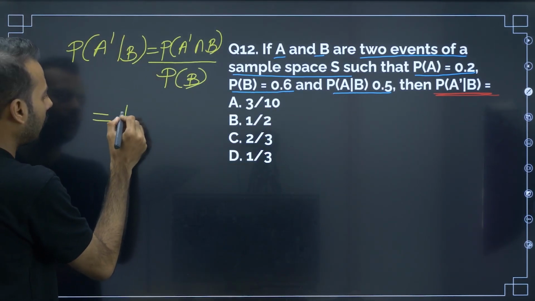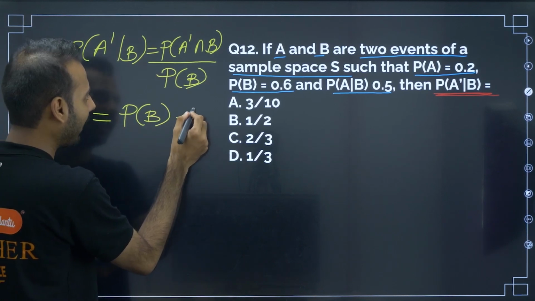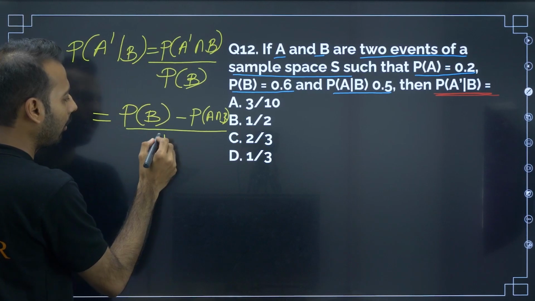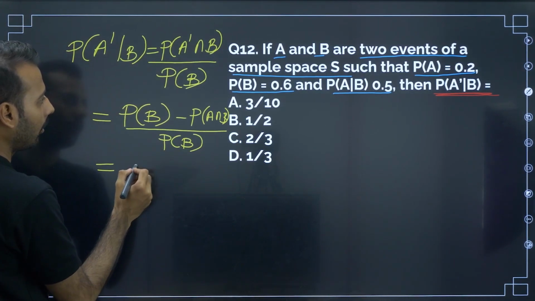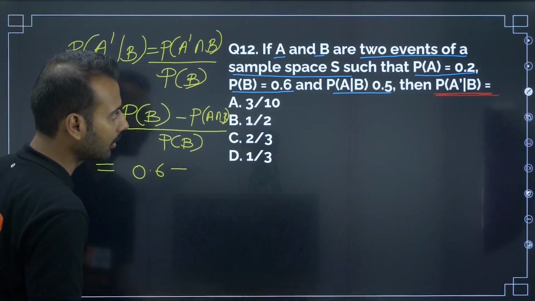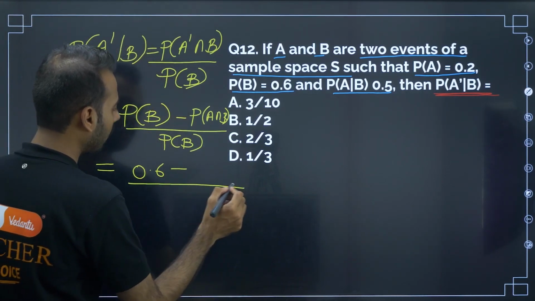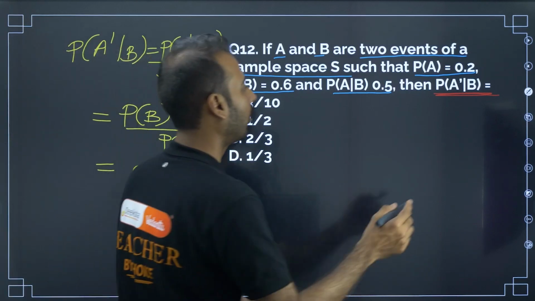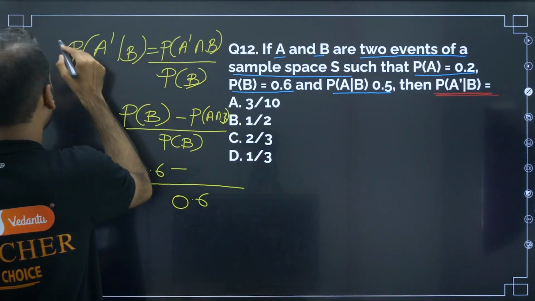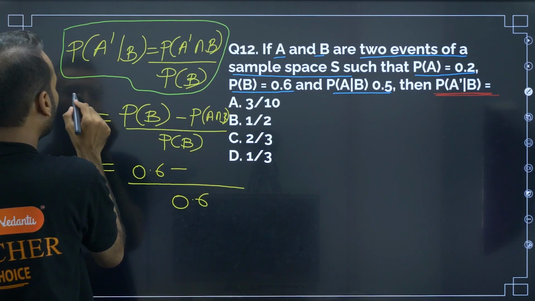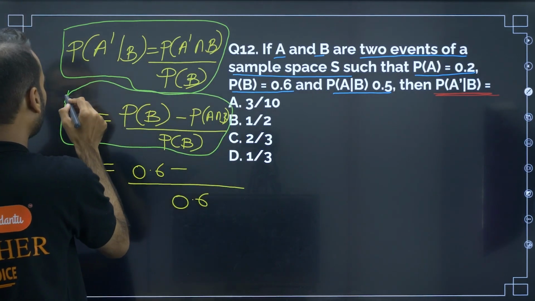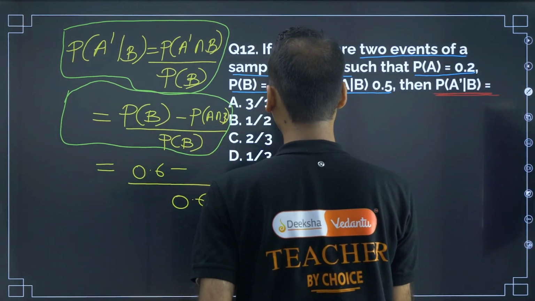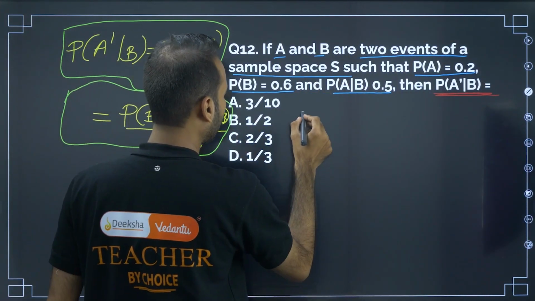Probability of A dash given B is equal to probability of B minus probability of A and B, divided by probability of B. Probability of B is 0.6 minus A intersection B. So probability of B is 0.6. What about probability of A and B? All these are synopsis points, so you consider this much as synopsis. Now further we want probability of A intersection B. So how to find A intersection B?